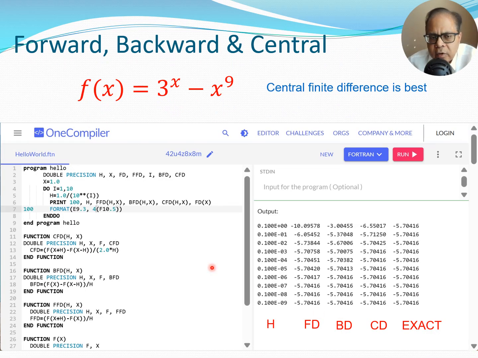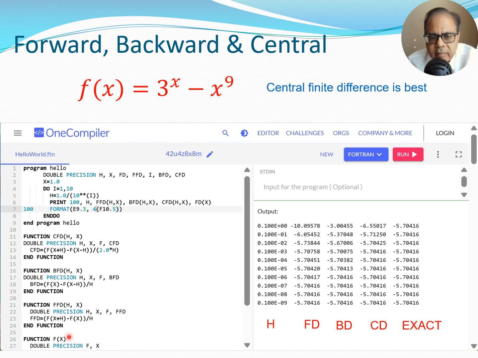So let us now put these two functions here also. So I have put in the different functions for forward difference, for backward difference, and central difference derivatives, and then I have run this code here in the do loop.